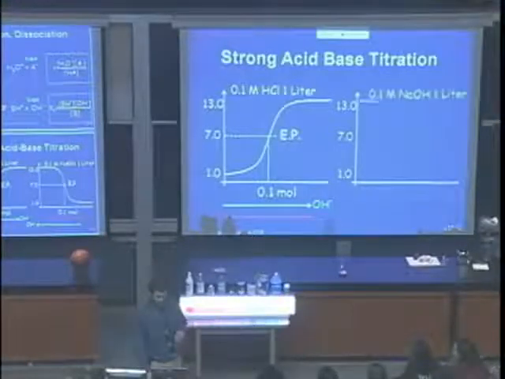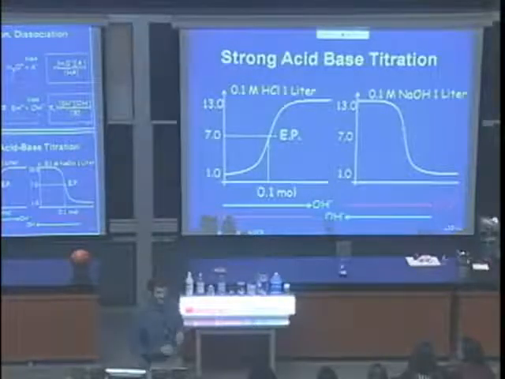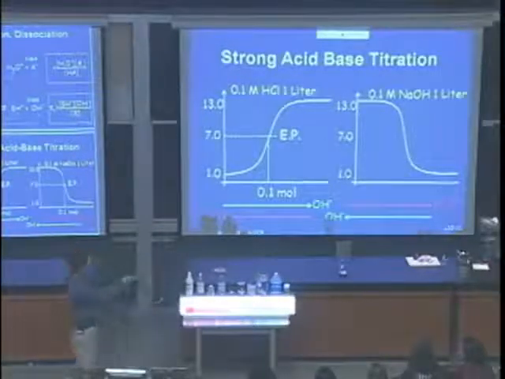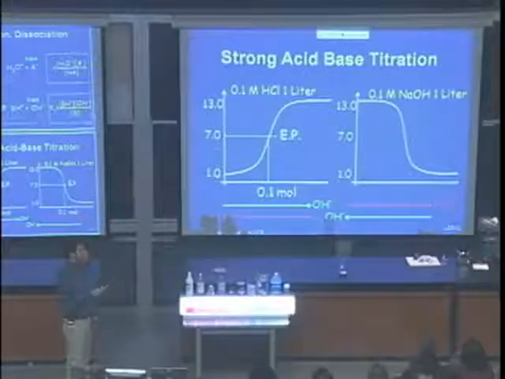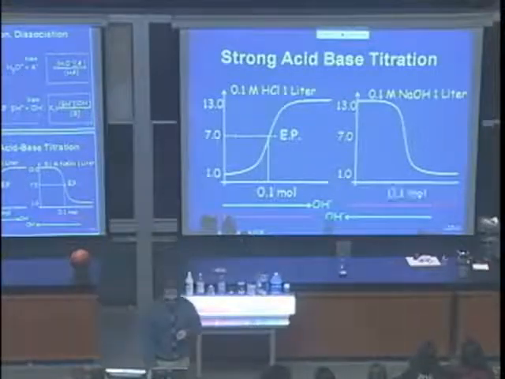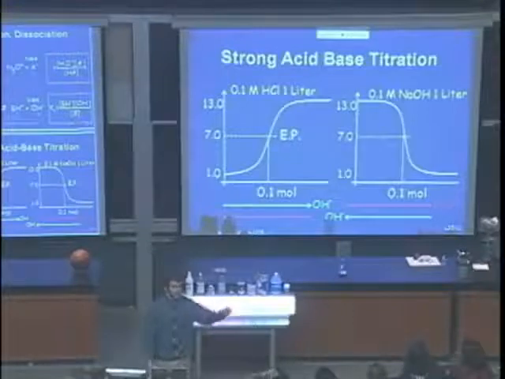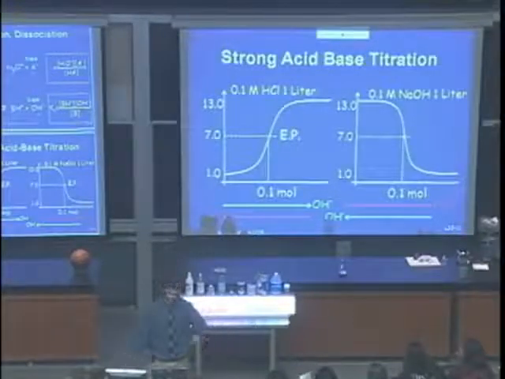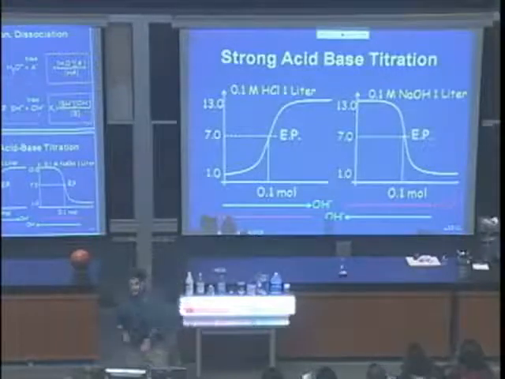This works equally as well for sodium hydroxide with HCl, except this time we start around 13 because we have NaOH to start with. As we add our HCl, it becomes more and more acidic, but our equivalence point still takes 0.1 mole of acid because there's 0.1 mole of base. Our pH is still 7 because we're salt water again, and then it becomes more and more acidic because we get a higher H3O plus concentration.